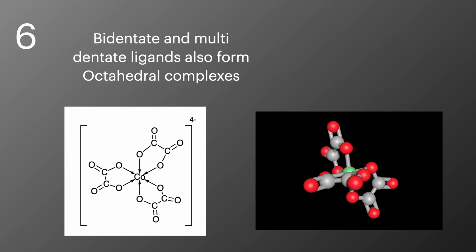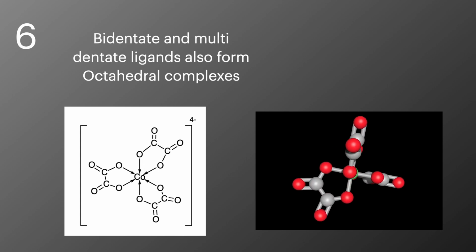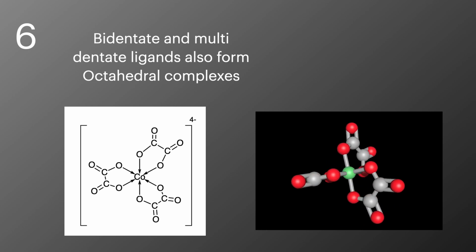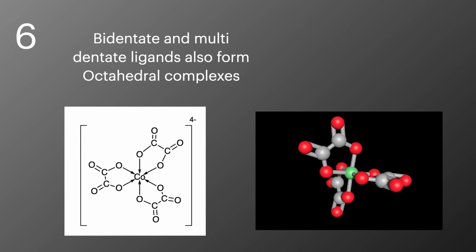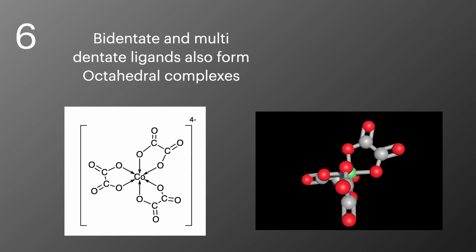Bidentate and multidentate ligands also often form 6 coordinate bonds, and that gives us an octahedral complex as well. Here we can see a cobalt complex with 3 ethane ligands. These ligands are bidentate and each form 2 coordinate bonds to the metal ion. This gives a total of 6 coordinate bonds, leaving us with an octahedral complex.